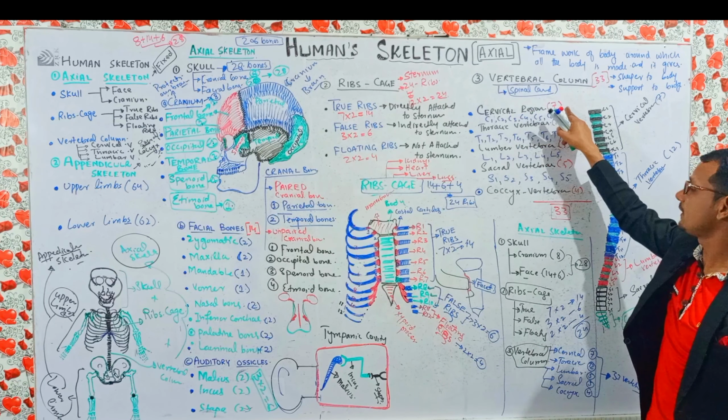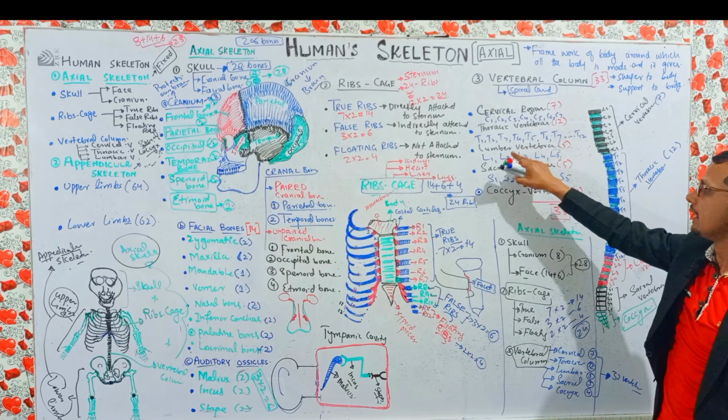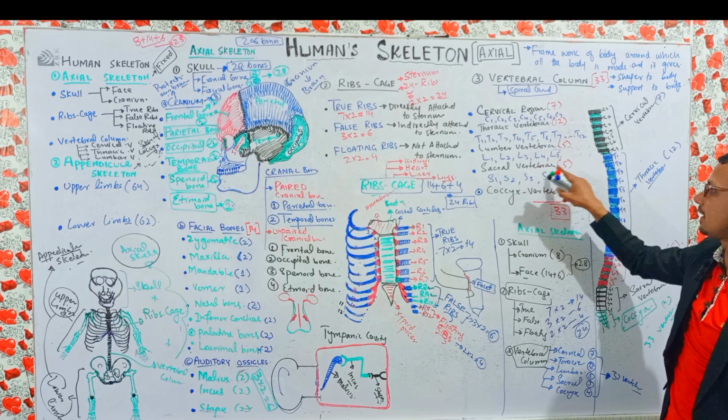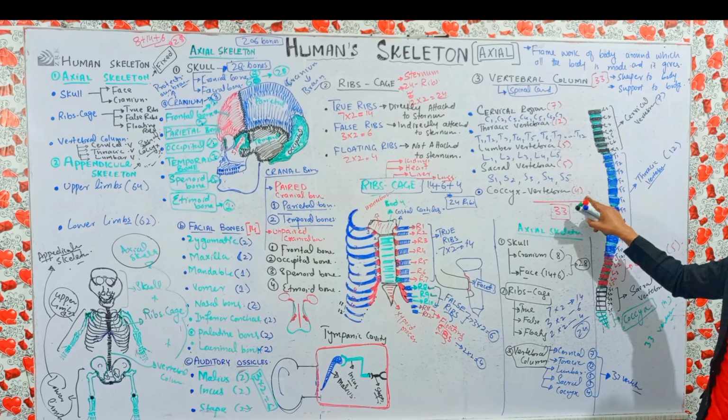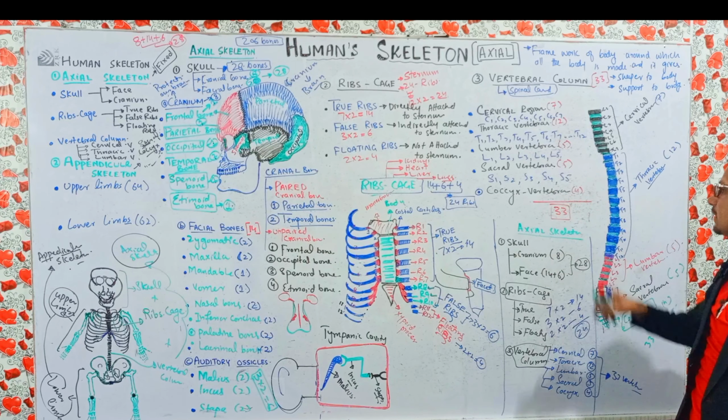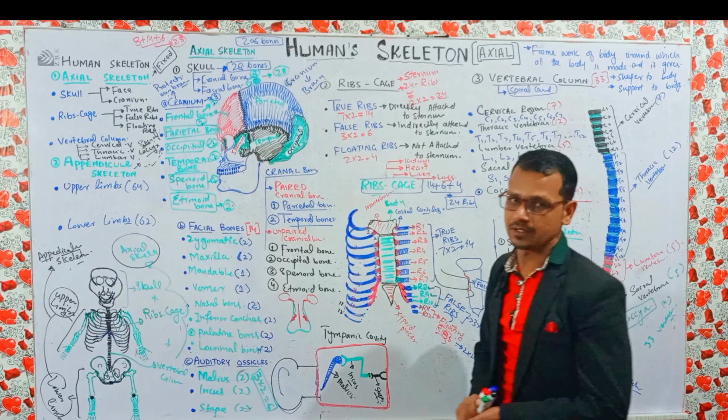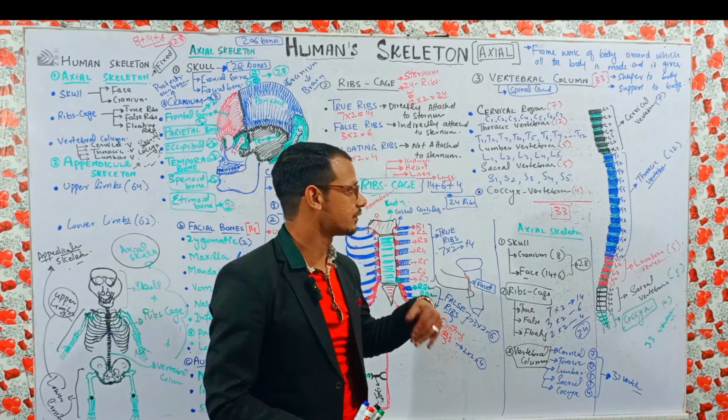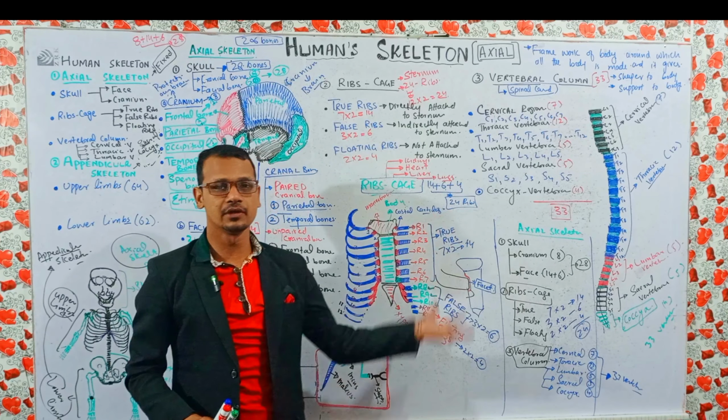Cervical vertebrae are 7 in number, thoracic are 12, lumbar are 5, sacral are also 5, and coccyx are 4. All these make 33 bones. This is all about the axial skeleton. In the next lecture, we will discuss the appendicular skeleton.